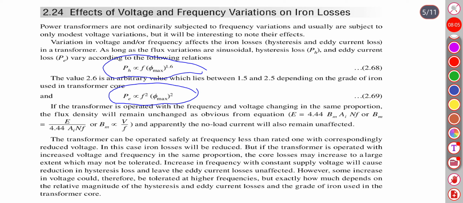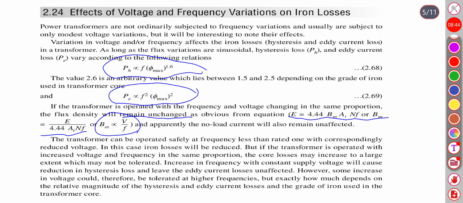If the transformer is operated with the frequency and voltage changing in the same proportion, the flux density will remain unchanged. As is obvious from the EMF equation of the transformer, Bm equals E upon this, so Bm is directly proportional to V by F. Apparently, the no load current will also remain unaffected.